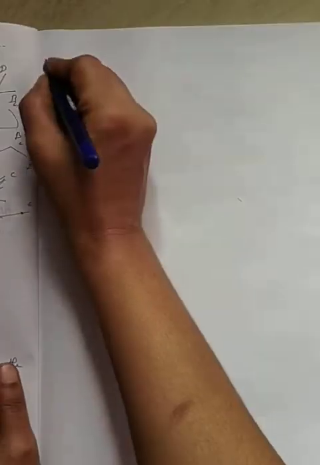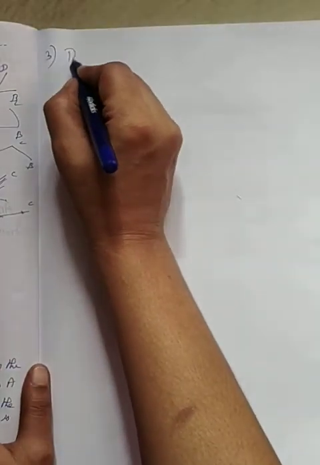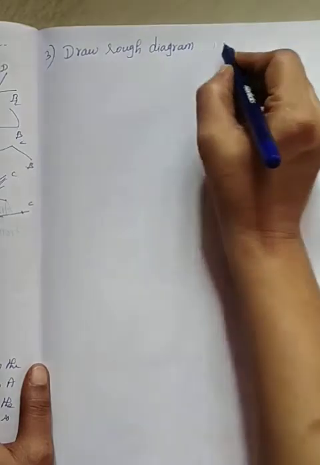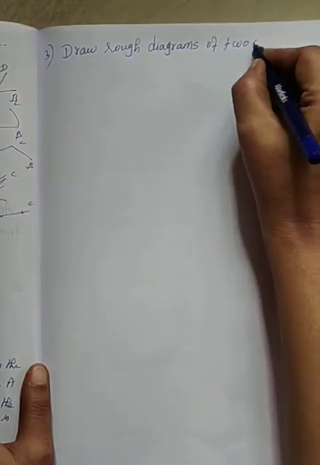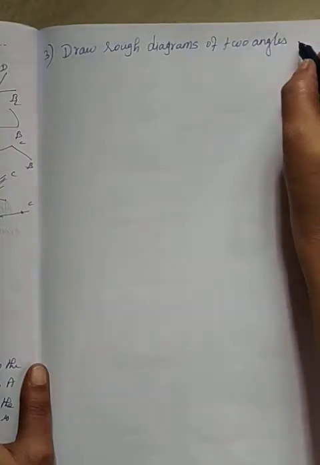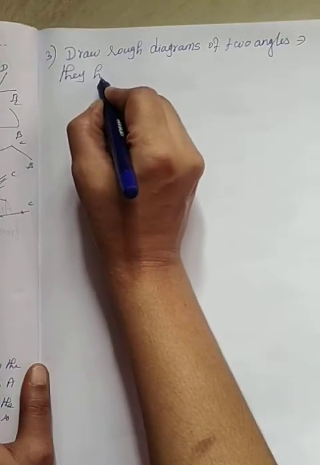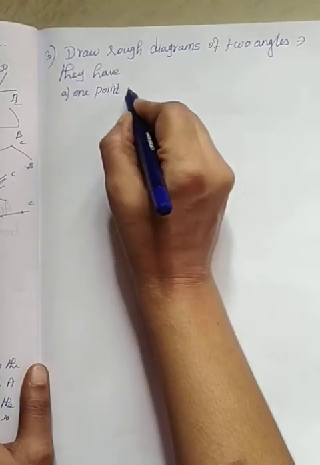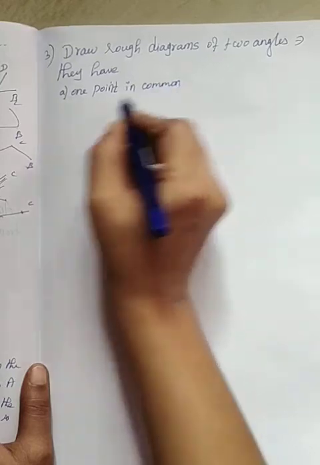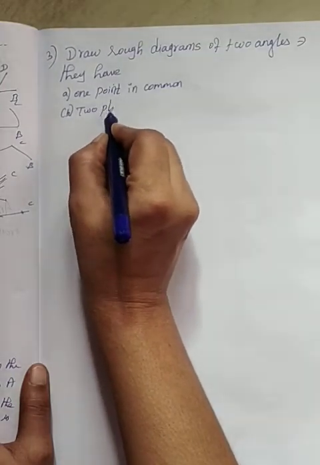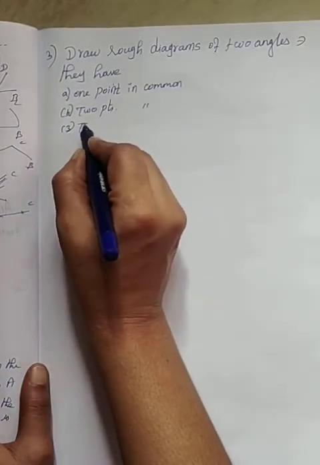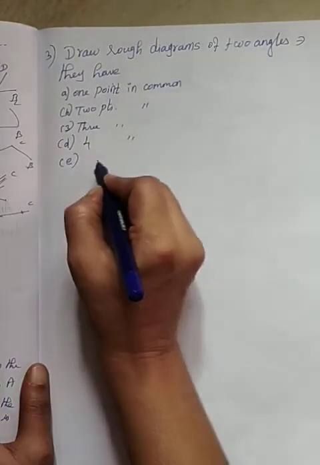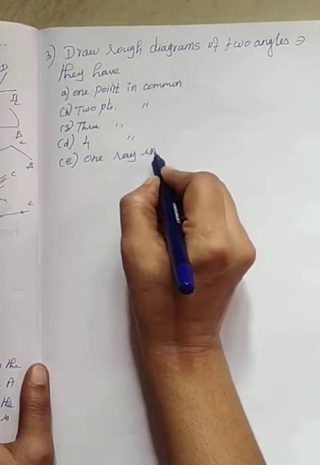See the next problem. Draw rough diagram of two angles such that they have, see the first one, 1 point in common, the second one 2 points in common, the third one 3 points in common, the fourth one 4 points in common, the fifth one ray in common.